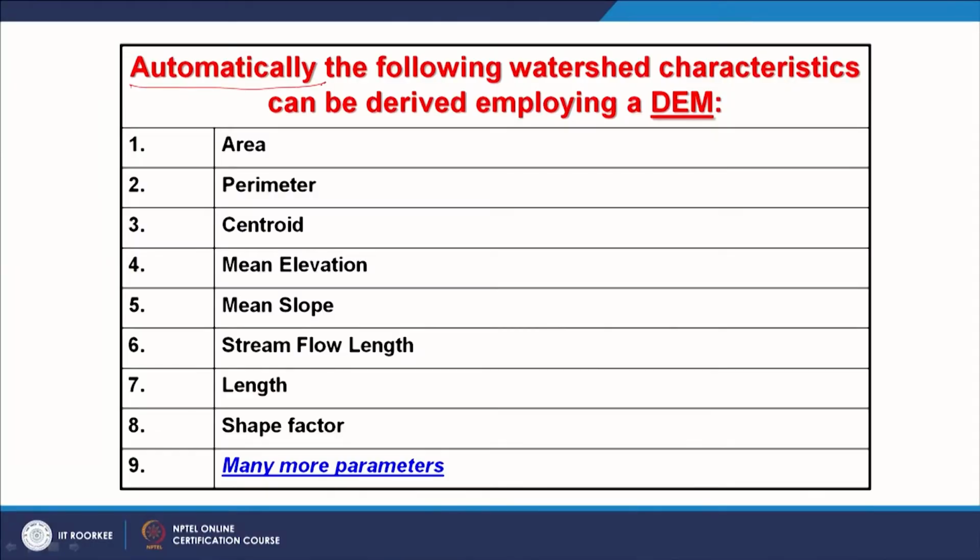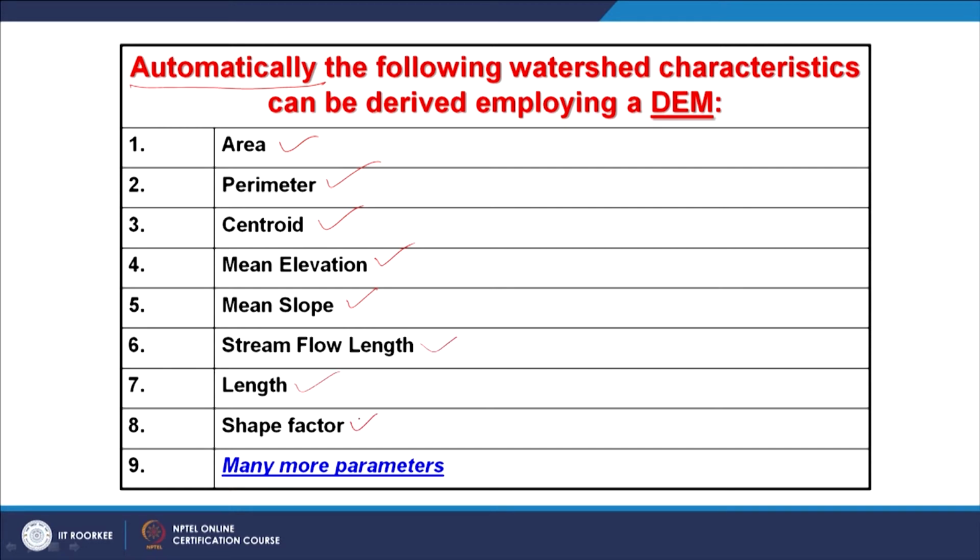So, automatically you can derive, for example, the area of the watershed, the perimeter of the watershed, and the centroid, because it is a polygon. So, you will get area, centroid, also mean elevation, mean slope, highest elevation, lowest elevation, the pour point, and then stream flow, stream length, and shape factor.